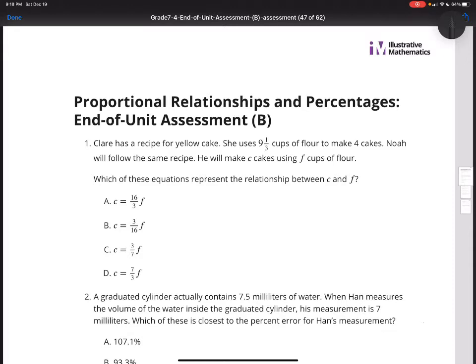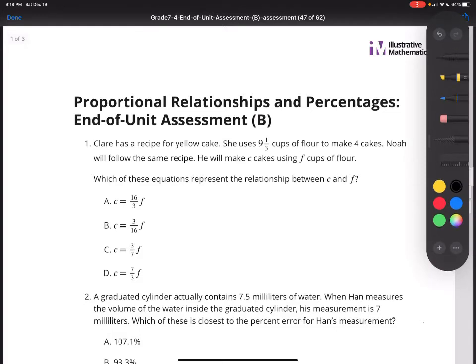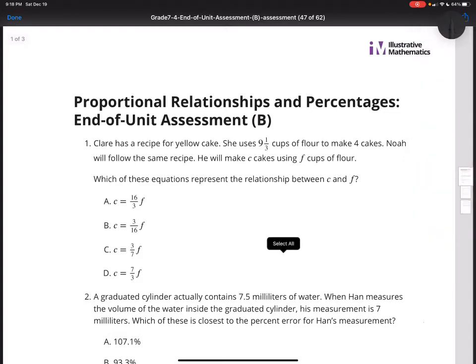Okay, so what I always like to do with proportional relationships and setting up equations is I like to set up a ratio. I want to set up a ratio with cups of flour to the quantity of cake. Now if you notice, it says use C to represent cakes and F to represent cups of flour. So those are the variables I will be using for the ratio. So for my ratio, I have 9 1/3 cups to 4 cakes.